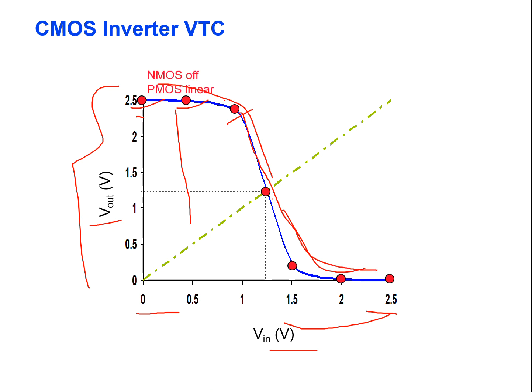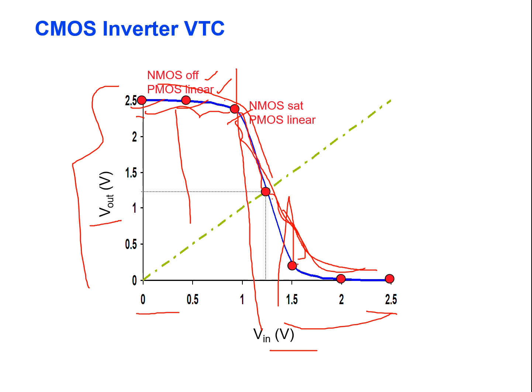So for this case, your NMOS is in off condition and PMOS is in linear condition. And for the next case, your NMOS is in saturation and PMOS is in linear. Up to this point, you can divide the regions into 5, from 2.5 to this case, and from this case 2.3 volt to 1.25 volt. And then from 1.25 volt up to this voltage, not 0.7, almost equal to 0.25 volt.